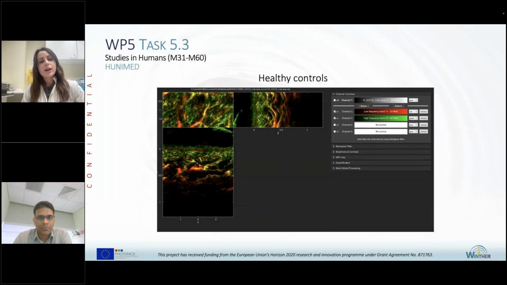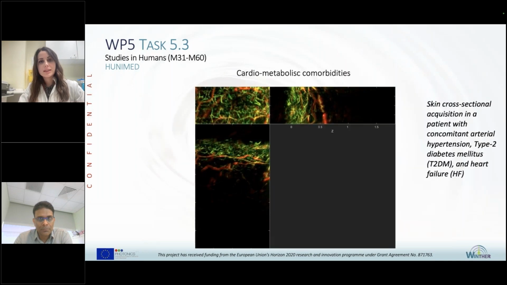The third task, task 5.3, concerned the studies in humans. In this phase, some of our dermatologists had to validate the acquisition technique, first in healthy controls and afterwards in patients affected by cardiometabolic disease. We can see some images that we took in healthy controls, and in this slide some images that we took in patients affected by cardiometabolic disease like hypertension, type 2 diabetes mellitus, and heart failure.